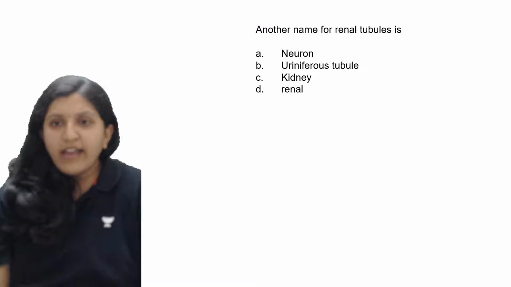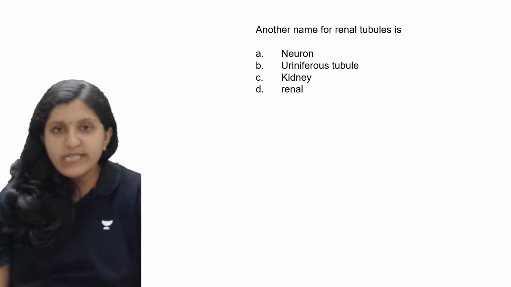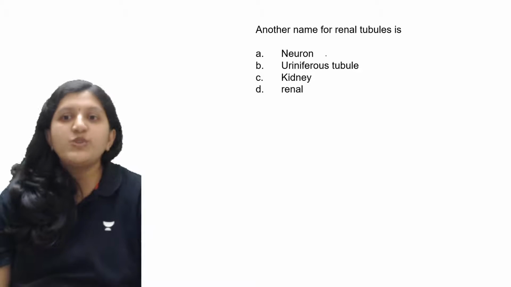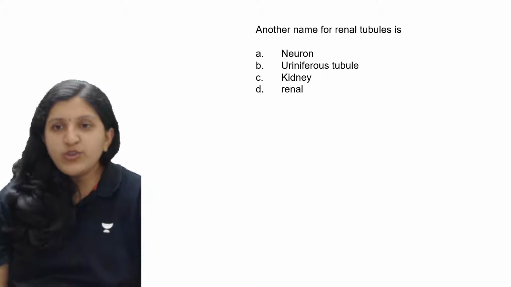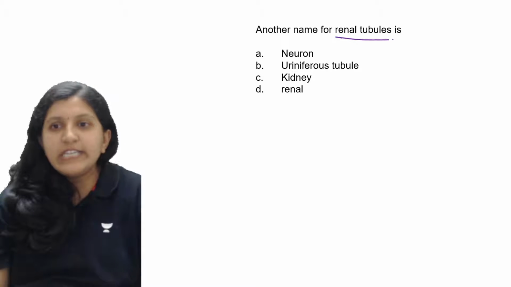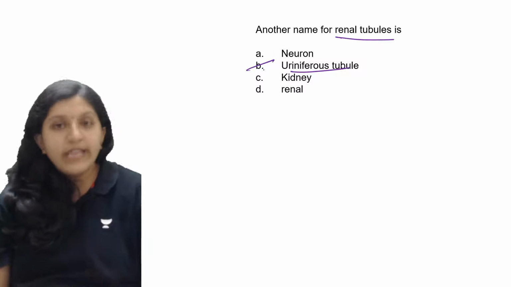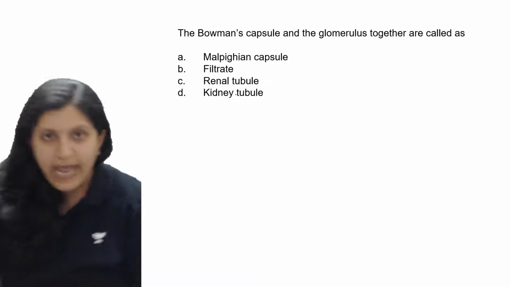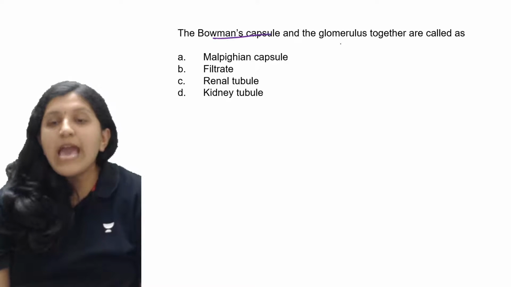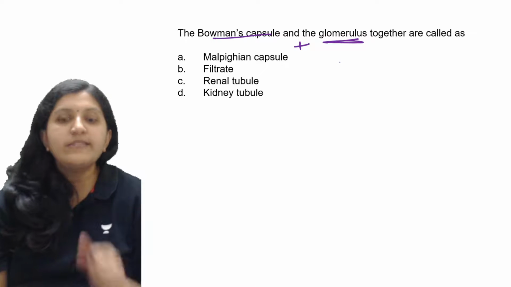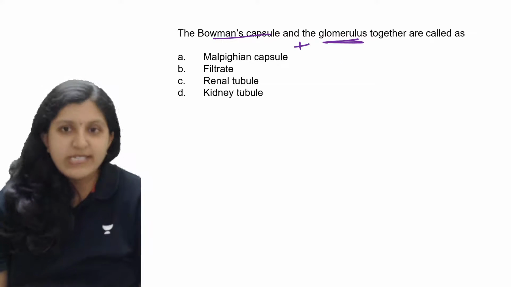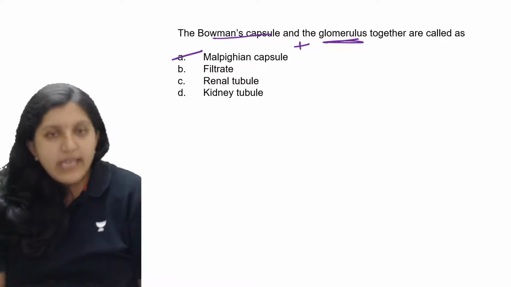Any idea what another name for renal tubule is? Neuron, uriniferous tubule, kidney as well as renal, it is given. As we already discussed, kidney tubule, renal tubule, uriniferous tubule or the nephron, all of them are one and the same thing. The Bowman's capsule along with the glomerulus has a particular term given, that is Malpighian capsule.